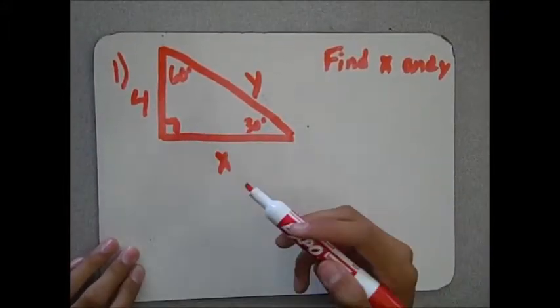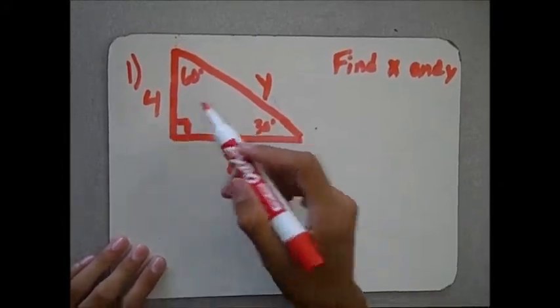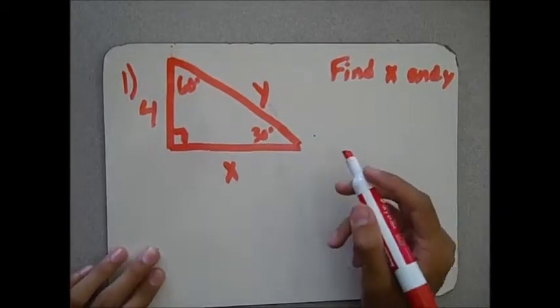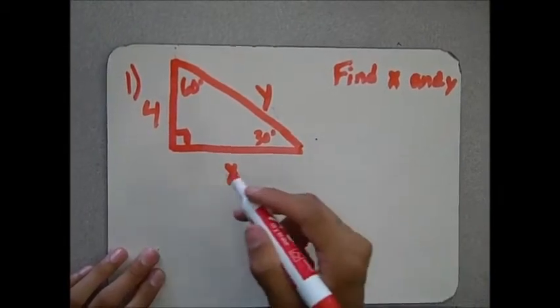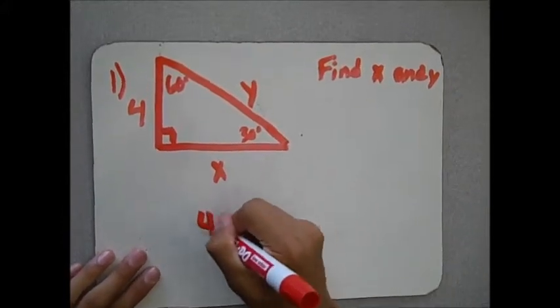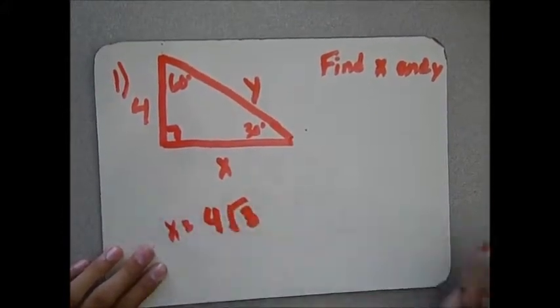Okay, now we're going to show you how these rules apply. You know that this side is your short side because it's opposite from the 30-degree angle. And you know that this is your long side because it's opposite from the 60-degree angle. Now, the rule for the long side is to add root 3 to your short side value. So this will become 4 root 3, and that's what x is. So x equals 4 root 3.